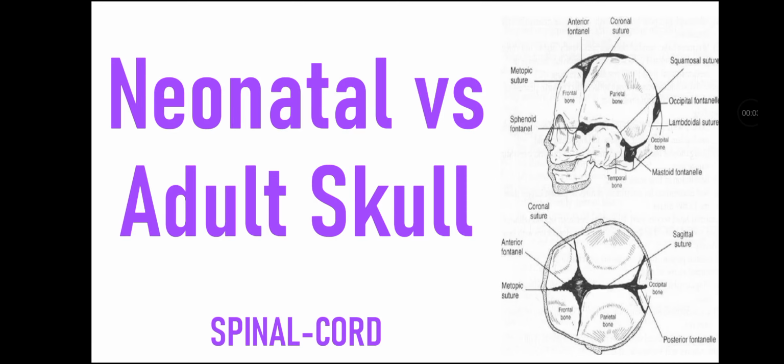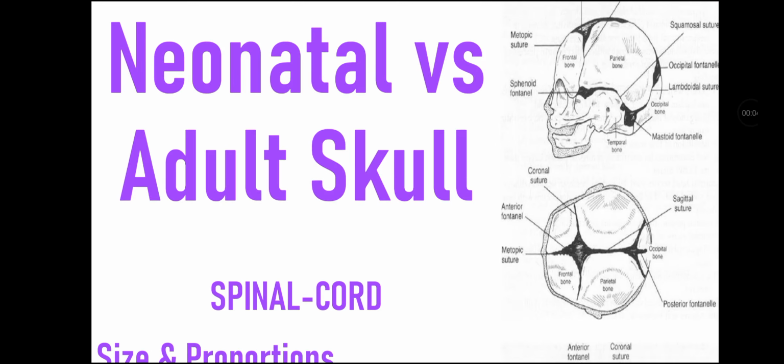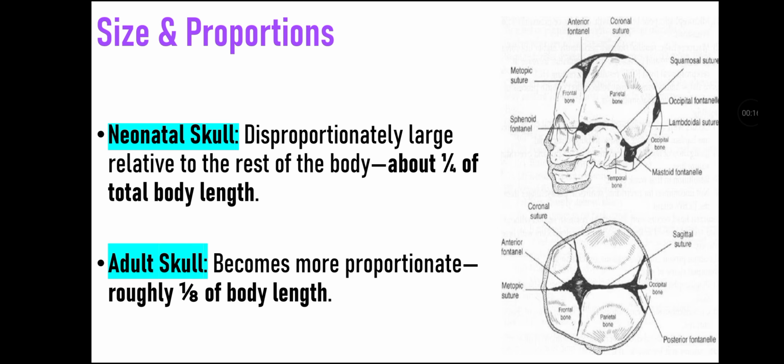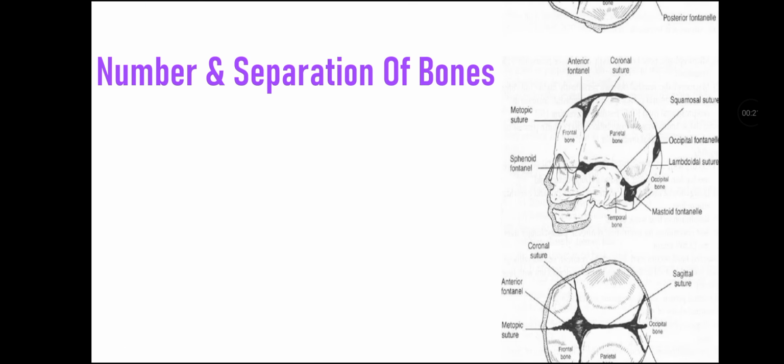Today we are going to talk about neonatal versus adult skull. First we will talk about size and proportions. Neonatal skull is disproportionately large relative to the rest of the body. It is about 1/4 of total body length. In adult skull it becomes more proportionate, roughly 1/8 of body length.